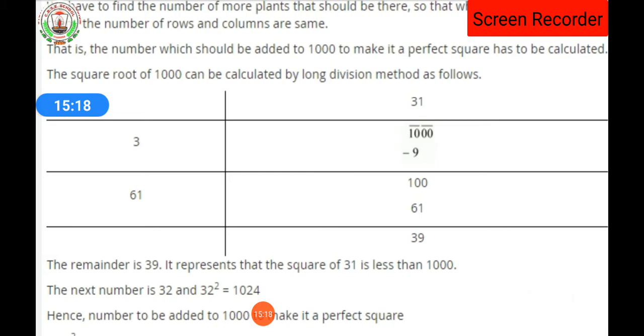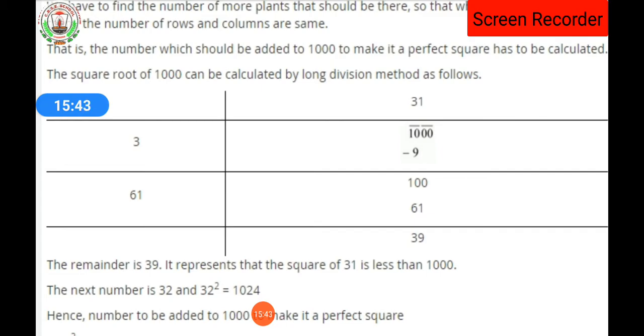सबसे पहले मिनिमम नंबर फाइंड करने के लिए, कि मिनिमम नंबर क्यों फाइंड करेंगे, ताकि नंबर ऑफ रो और नंबर ऑफ कॉलम्स जो होगा वो सेम होना चाहिए। उसके लिए 1000 टोटल प्लांट्स है तो उसका हम मिनिमम नंबर फाइंड करेंगे. So in order to find whether it is a minimum number, the total plant is 1000, we have to check whether 1000 is a perfect square or not.